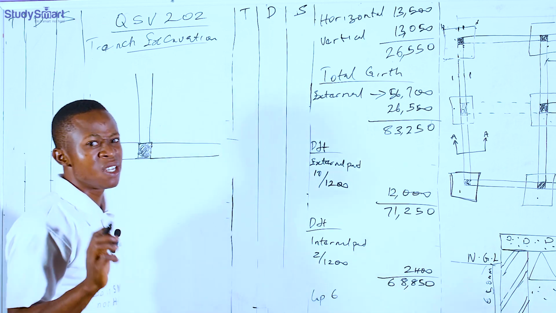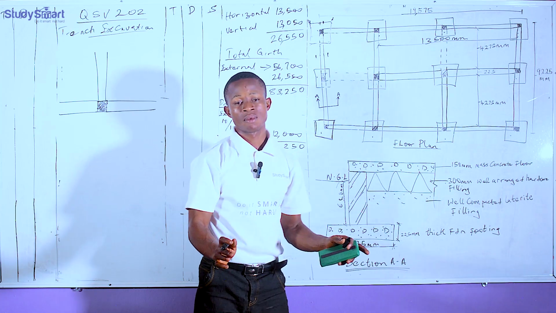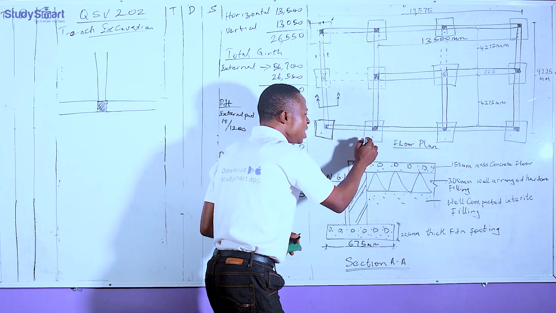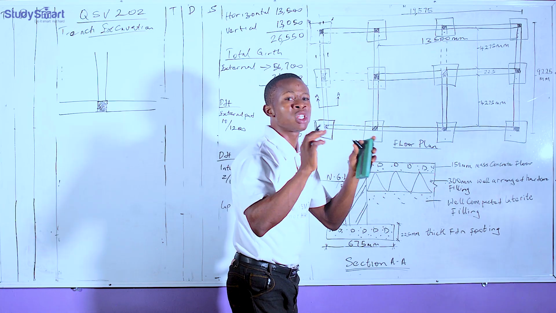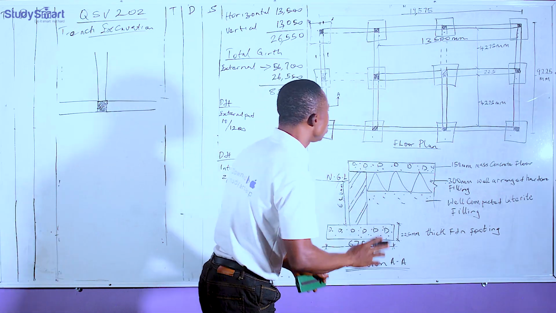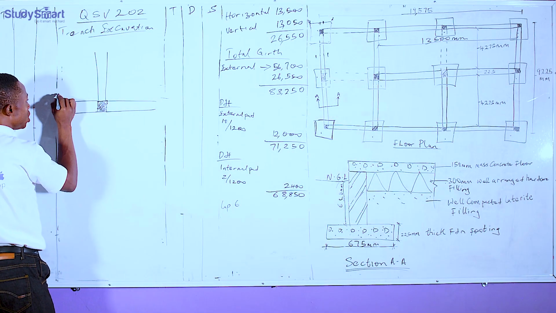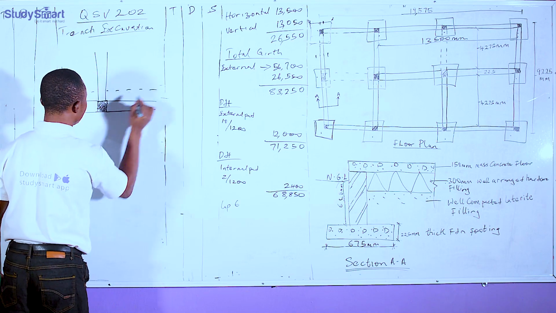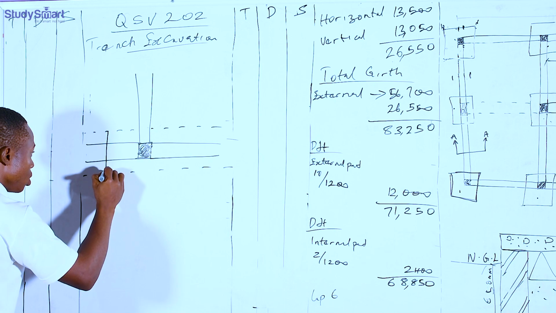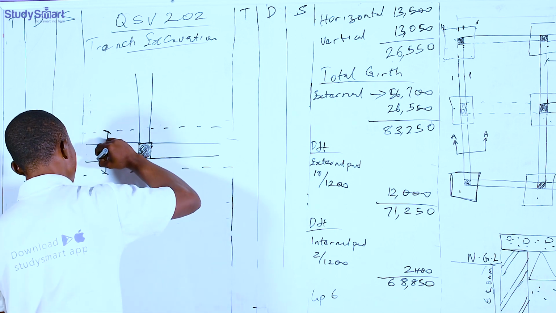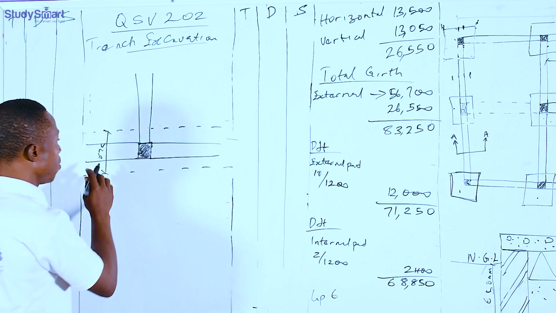Normally, when we are calculating for trench excavation, the width of trench excavation is 675. But this pit excavation, the width of the pit excavation is going to be 1,200. And we say that normally it should be like this. From here to here is 675. Please look at it, it is 675 from here to here.